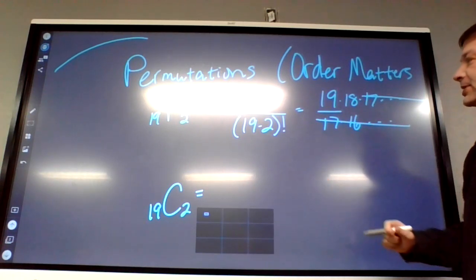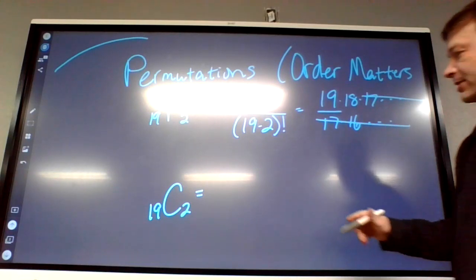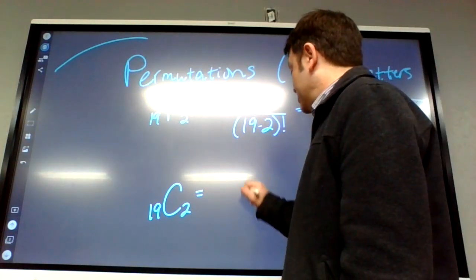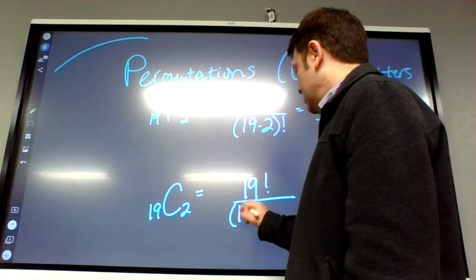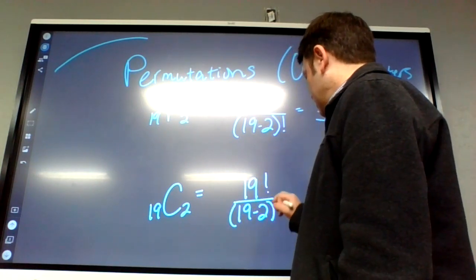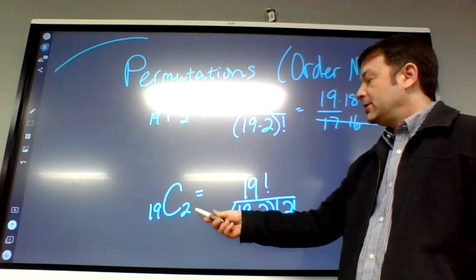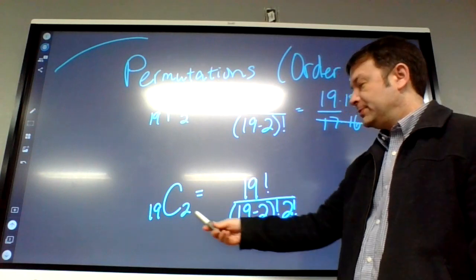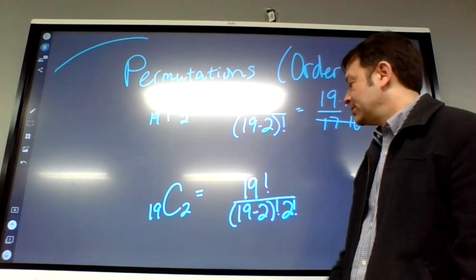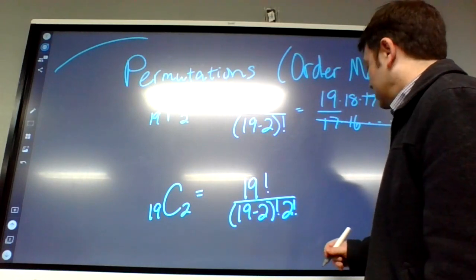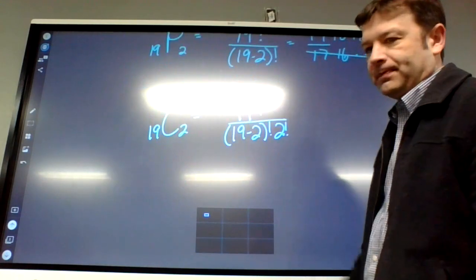But anyways, for combinations, the order doesn't matter, and you have to divide by more stuff. So it kind of looks the same. It starts off the same, but then you have to add on the factorial of whatever this number is. So that's what it looks like.